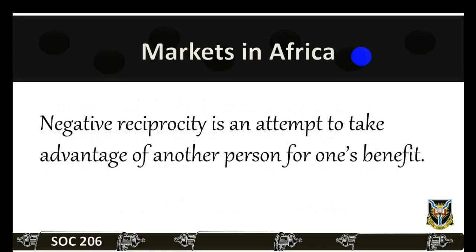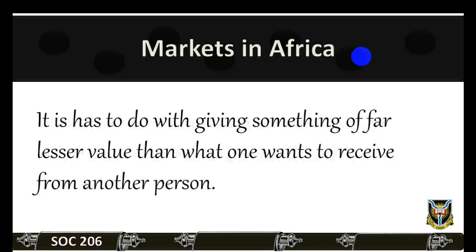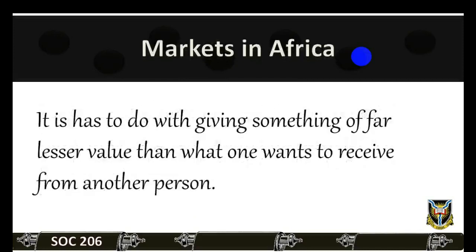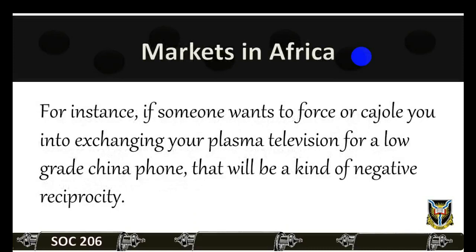Negative reciprocity is an attempt to take advantage of another person for one's benefit. It has to do with giving something of far lesser value than what one expects to receive from another person. It is based on the principle of trying to get the better end of the deal. For instance, if someone wants to force or cajole you into exchanging your plasma television for a low-grade China phone, that will be a kind of negative reciprocity.